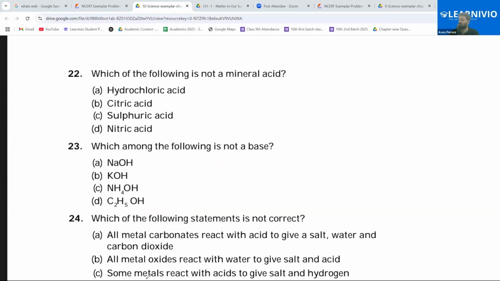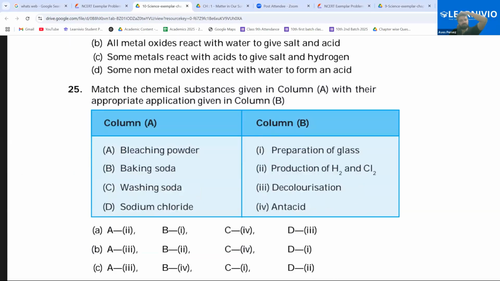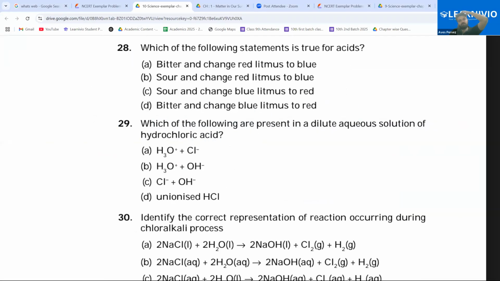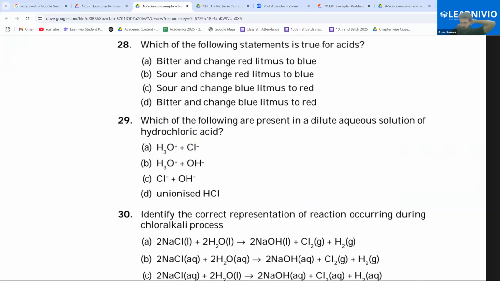Answer done. Next, next is this one. What could be the answer for question number 29? Question number 29. Note it down fast in your notebook. Fast. जल्दी लिखो. Which of the following represents a dilute aqueous solution of hydrochloric acid?